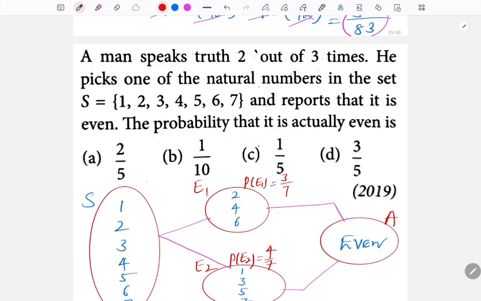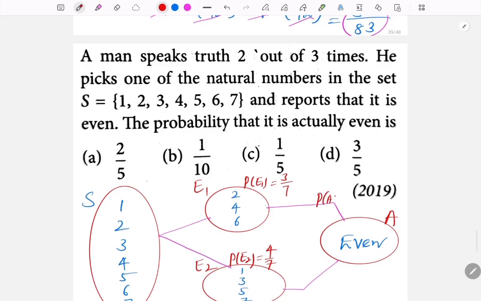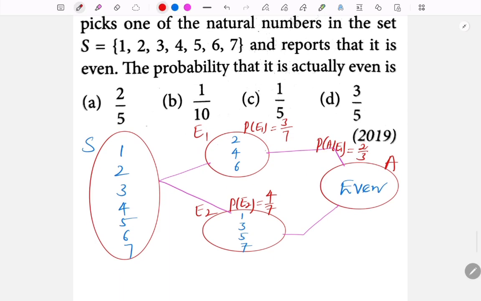From this one, P of A by even. What is this? Nothing but truth. Favorable 2 out of 3. Now what is P of A dash by E2? Anyone tell me? So 1 minus 2 by 3. It is nothing but 1 by 3. How do we get this one? It is 1 minus 2 by 3, like total minus truth, you will get not truth.